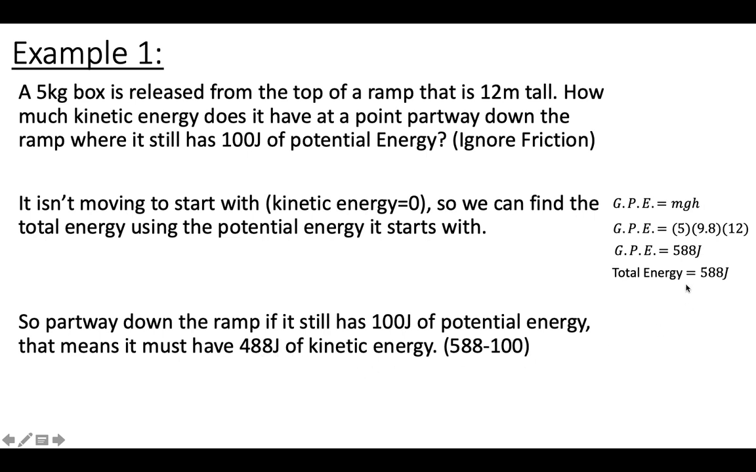And how did I do that? At the end, we still should have a total of 588. Of that 588, 100 is in potential, so we just subtract.